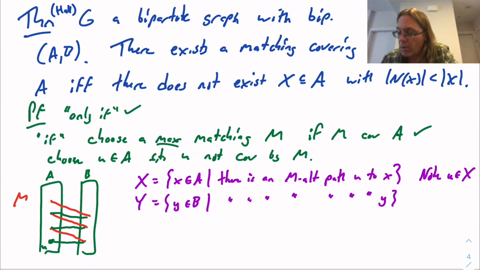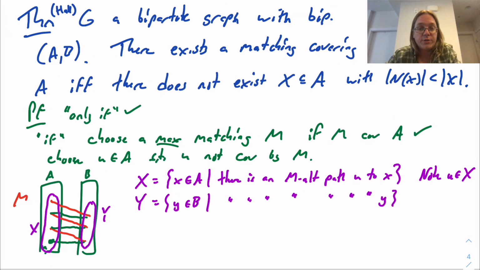Right, and so now what we've got is some subset over here of vertices in B that you can reach by an alternating path starting from U, and some set of vertices over here in A that you can reach starting at U and walking along an alternating path. Now, what I'd like to do is look at the behavior of the matching here relative to my set X and my set Y.